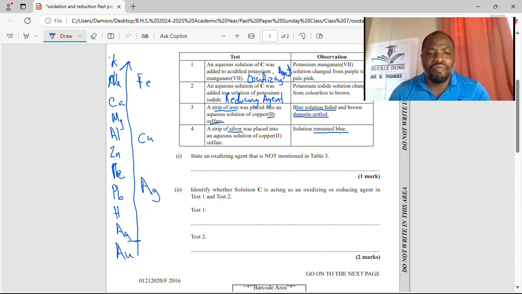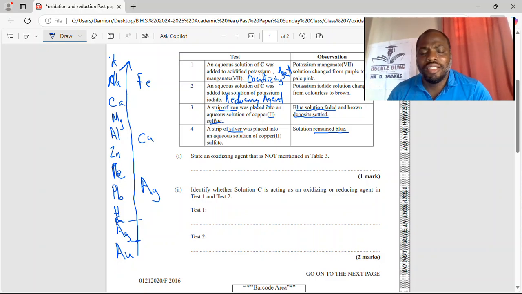As I said before, silver is here, copper is there, and so you basically have it. So I missed out the copper here. We basically have a situation where the copper is higher than the silver, and so the silver is not able to displace the copper. But the iron is higher than the copper, and so it's capable of doing that.